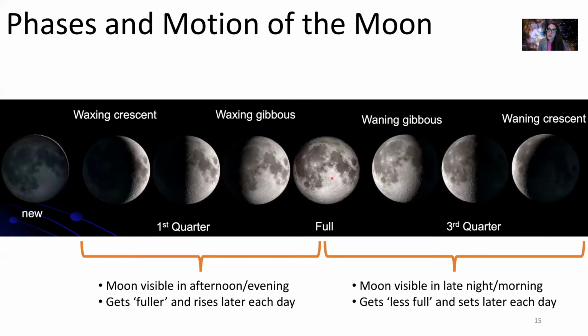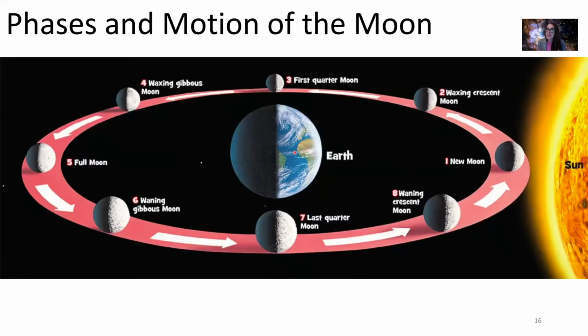And then as we move from full moon back to new moon again, the moon starts to become visible in the very late night or the early morning. The moon gets less full and it sets later and later each day. Why do we see different phases of the moon during the course of the lunar phase cycle? Well, it's all because of the Earth, Moon, Sun orientation.